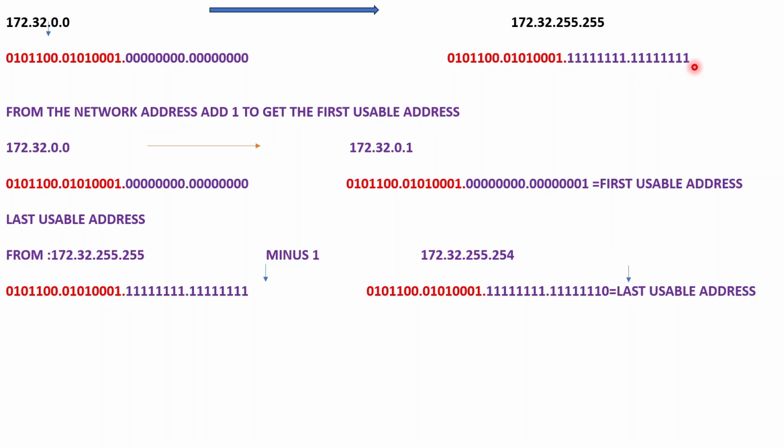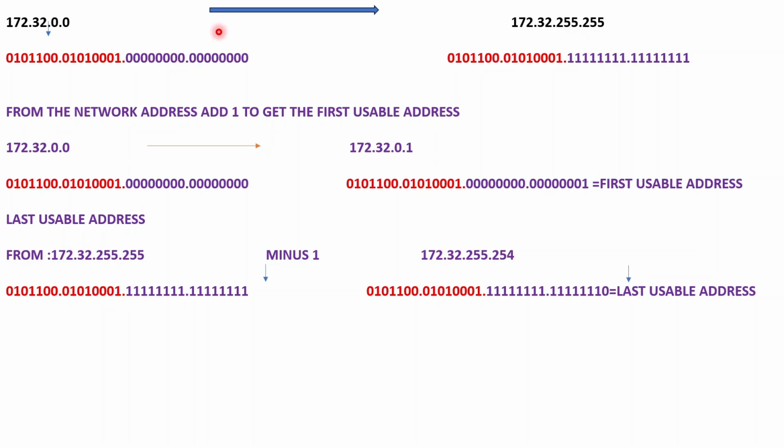So remember this. Whenever you see in the host portion umeona kuna 111111, basi manake hiyo address ni broadcast address. It cannot be assigned to those network device. And whenever you see kwenye host portion kuna 0000000, it doesn't matter, ni /16/24/8. But you just focus in the host portion. Whenever you see 00 in the host portion, it represents the network ID. Whenever you see 111111 in the host portion, that represents the broadcast ID.